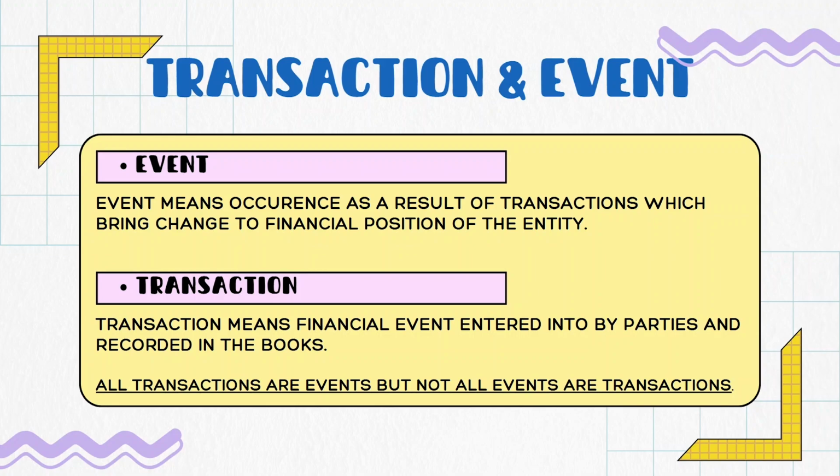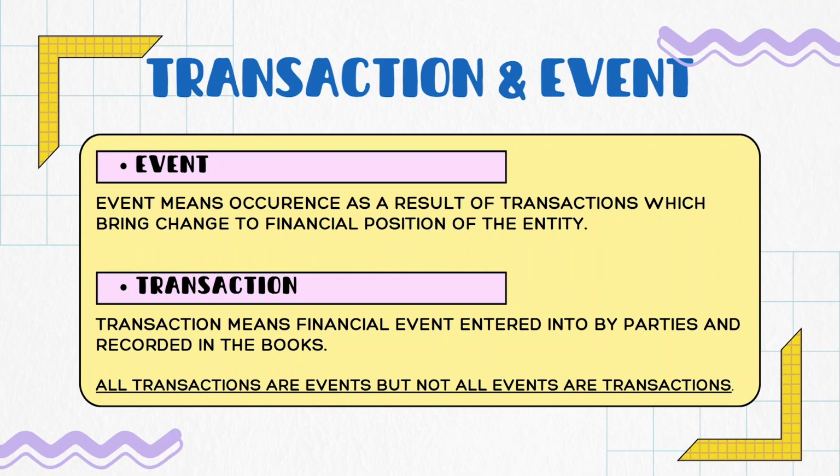If an event cannot be expressed in terms of money and does not bring change in the financial position of an entity, then it can't be classified as a transaction. For example, resignation by the marketing manager. The marketing manager may resign, but the impact caused by his resignation cannot be measured in monetary terms, and the way in which the financial position of the business unit will change after his resignation.